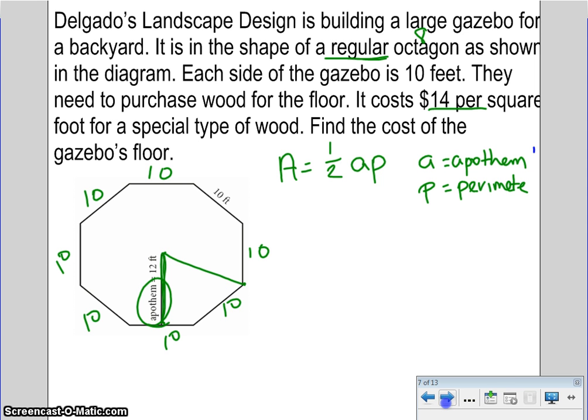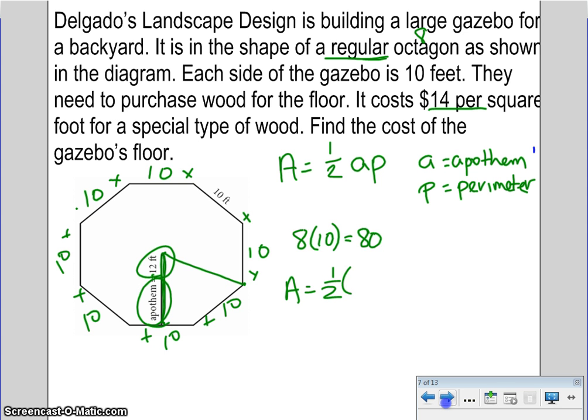Now, in order to find the perimeter of an octagon or any polygon, we simply add all of the sides together. So we've got 8 tens, or we can multiply 8 times 10. The perimeter is 80. The apothem we've been given is 12. So my formula is area equals 1/2 of 12 times 80. Well, 1/2 of 12 is 6. So 6 times 80, and the area equals 480 square feet.